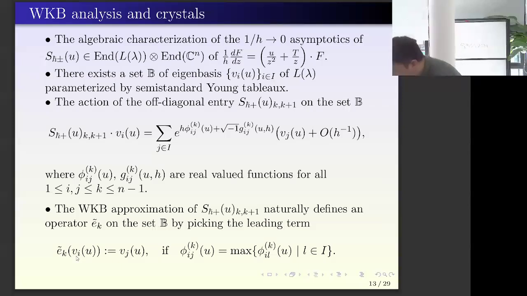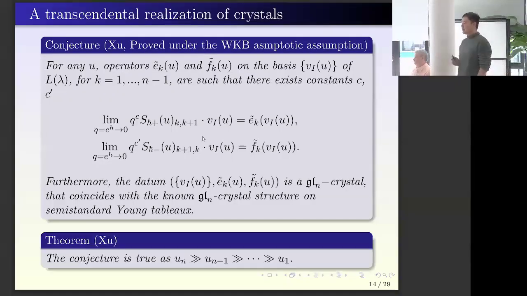Here I cheat a little bit because this behavior we cannot take for granted. If I assume this behavior, I can prove the following theorem. And this behavior is widely believed. And if I don't assume this behavior, I can only prove this conjecture in a limit case, in the so-called caterpillar limit. Okay. Now let's explain this conjecture and postulate theory. So for any fixed semi-simple regular U, the operators, recall that these operators encode the WKB approximation, acting on the set of eigenbases is indeed a GL_N crystal.